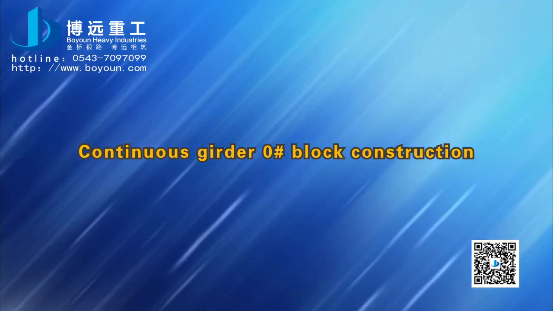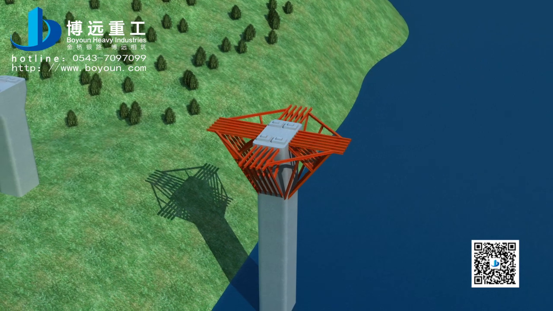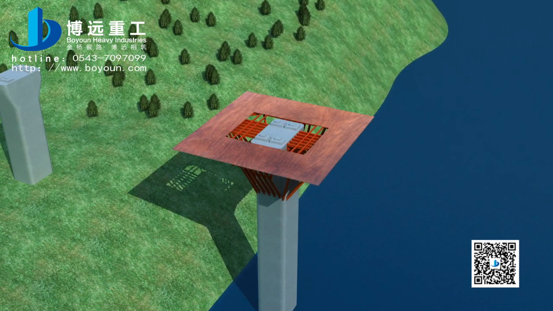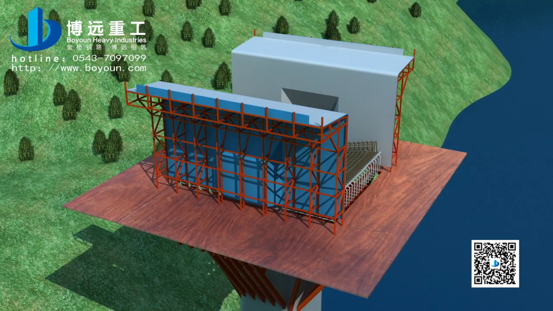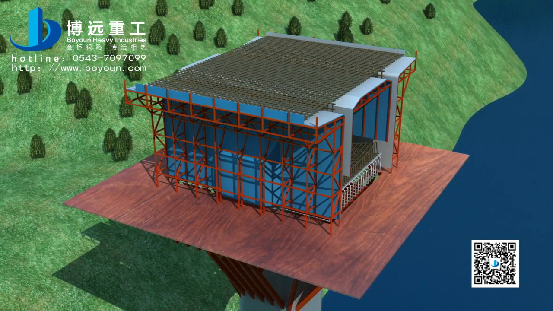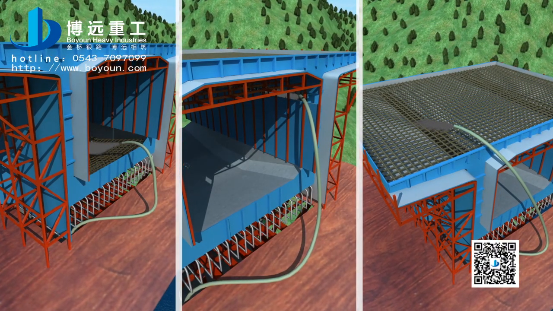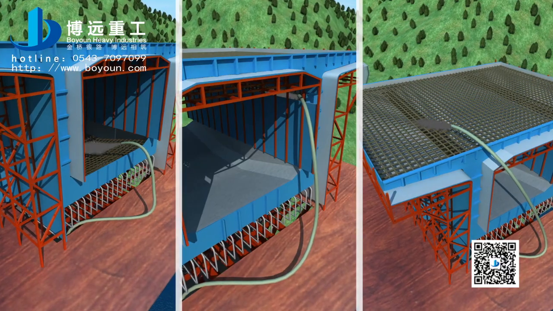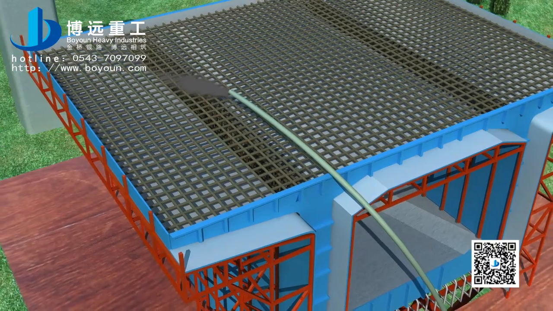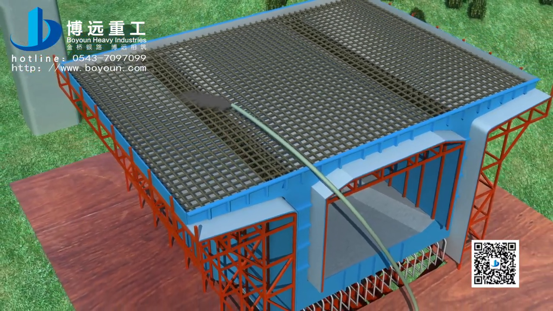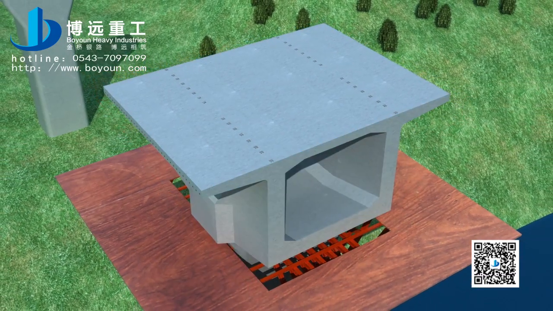Continuous girder zero block construction. After the construction of lower infrastructure of bridge is completed, install zero block support and formwork at the top of pier, then bind the steel bar. Cast box girder bottom formwork, web formwork, and roof concrete in turn. The casting should follow symmetrical principle, namely even from two ends to the middle. Finally, complete the construction of zero block.